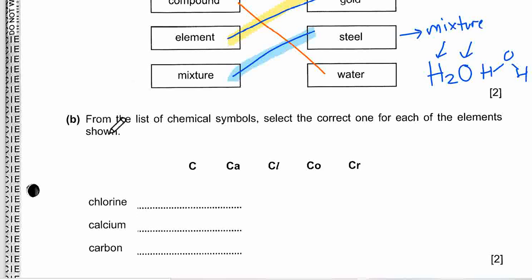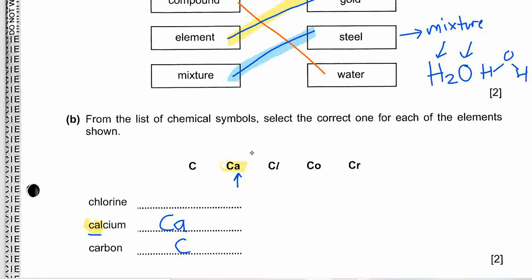Question B. From the list of chemical symbols, select the correct one for each of the elements shown. C. As we know, C is for carbon. Now if you see Ca, it has C and it has a. The a stands for calcium. Here is Ca. Just see the same? Ca and Ca, so we will not make a mistake. It will be calcium.